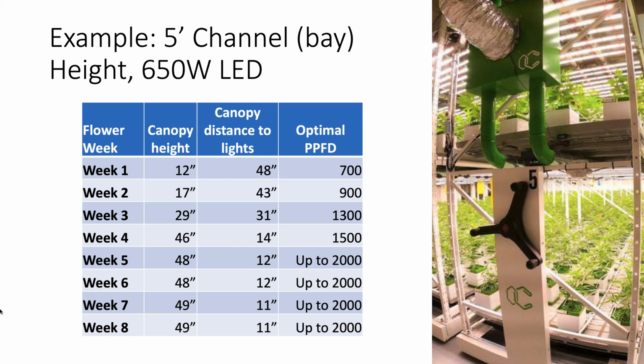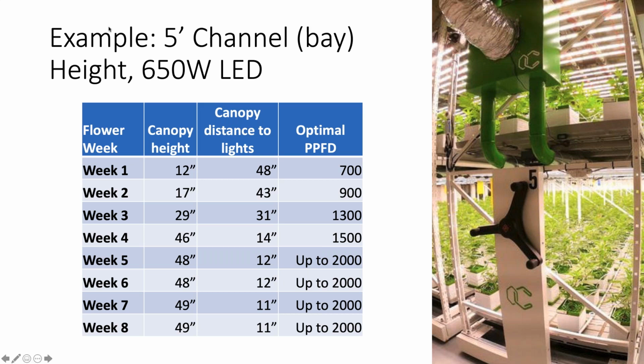Suppose you're growing vertically and you select a 5-foot channel height, or bay height. This little space right here, between the plants and the next level above. Five feet is a very typical channel height for growers. And we're going to imagine that we're using a 650 watt LED to irradiate those plants.